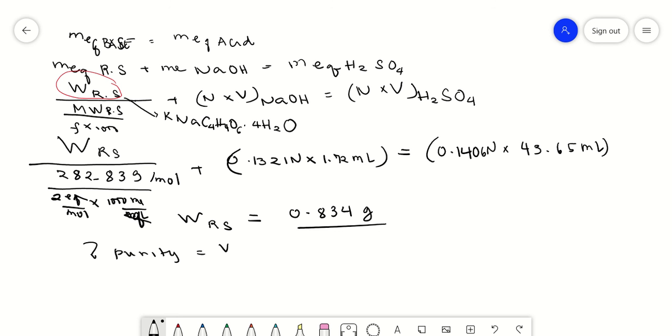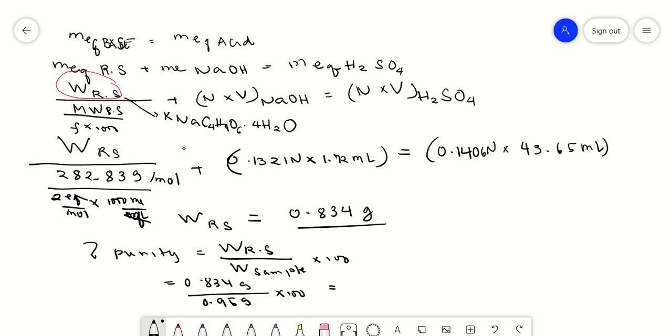Percentage purity is equal to the weight of the substance, which is Rochelle salt, divided by the weight of the sample times 100. So just substitute 0.834 grams divided by the weight of the sample, which is 0.95 grams, times 100. And you will get a percentage purity of 87.79%.